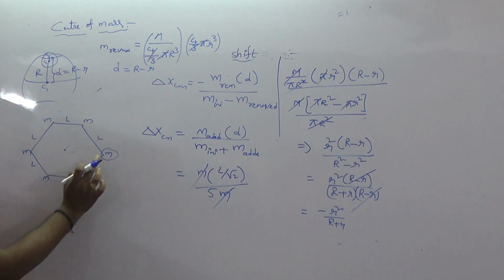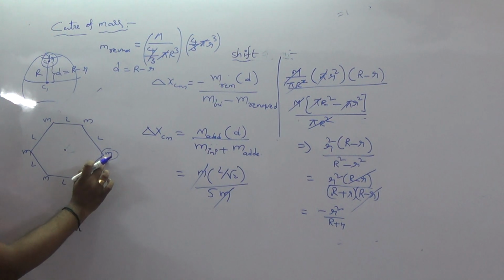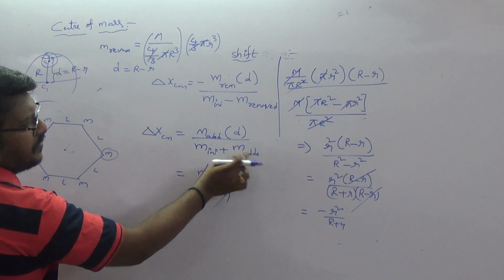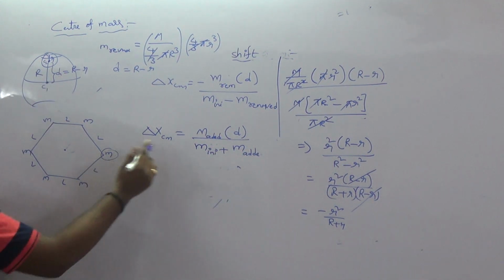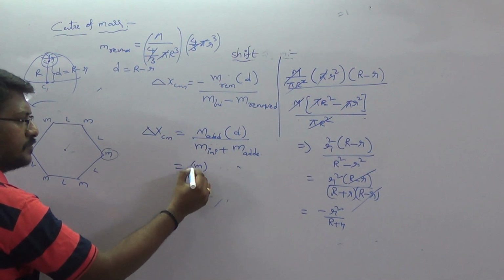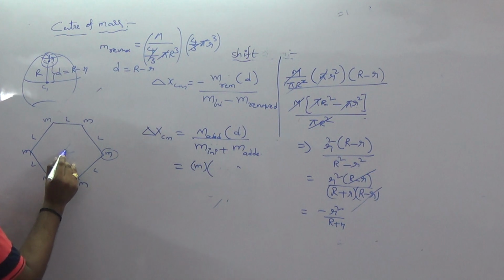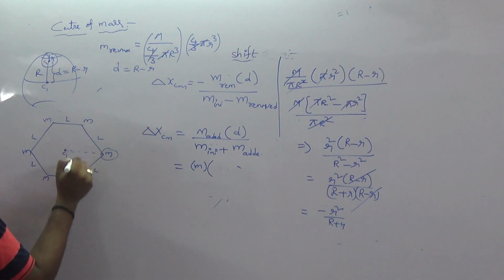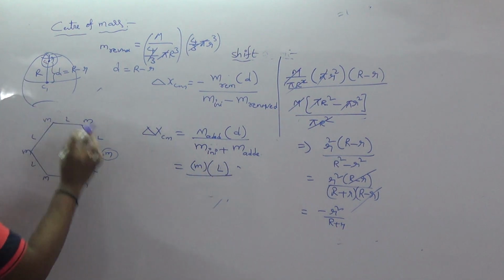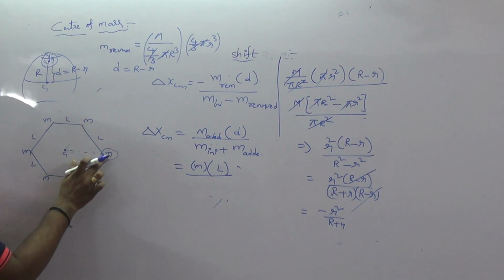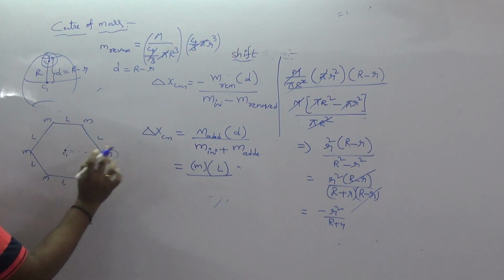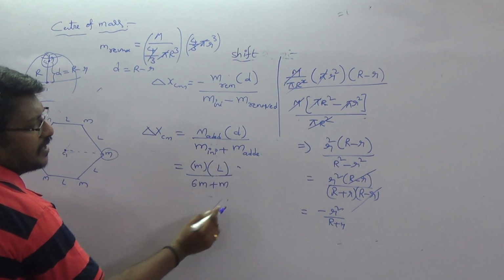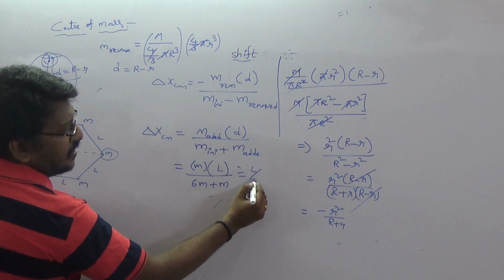So what is the shifting? Here one of the particle masses is doubled. Here also the same formula: M added into D, divided by M initial plus M added. M added is M, into the distance from the center of mass to the position of the added mass, nothing but L by root 2, divided by the total mass. Here the initial mass is 6M and the added mass is M, so 6M plus M is 7M. So we get L by 7.